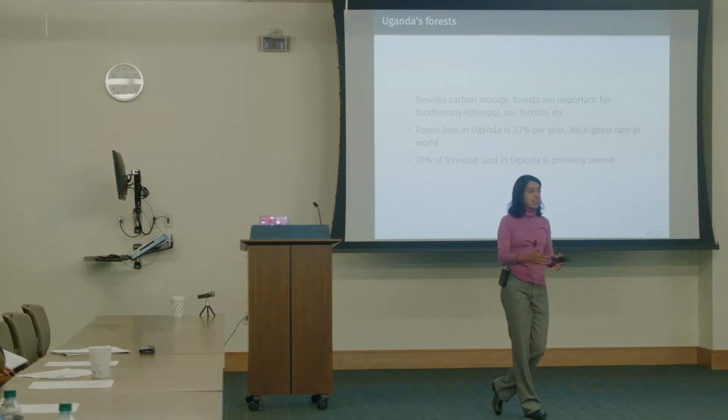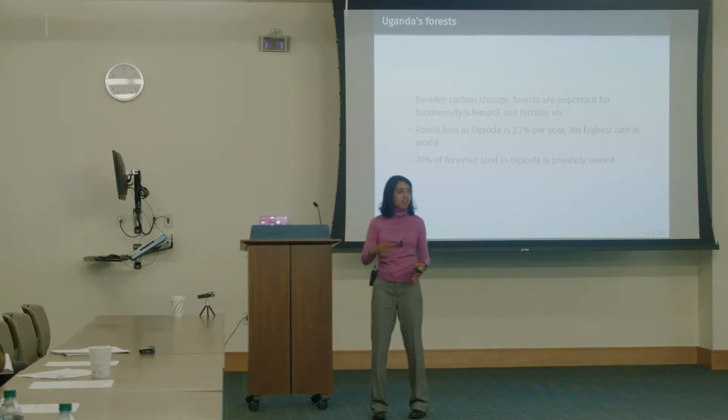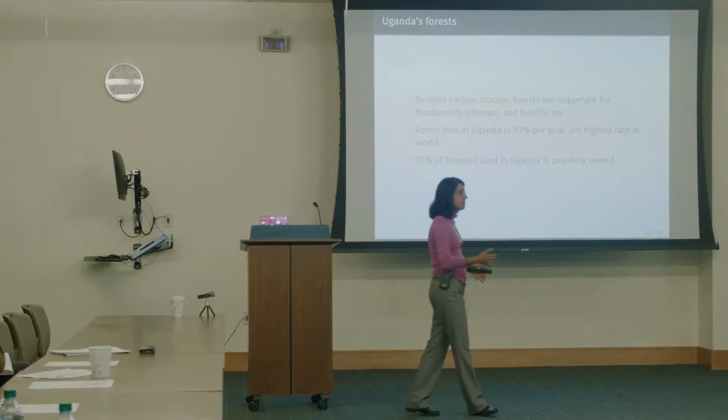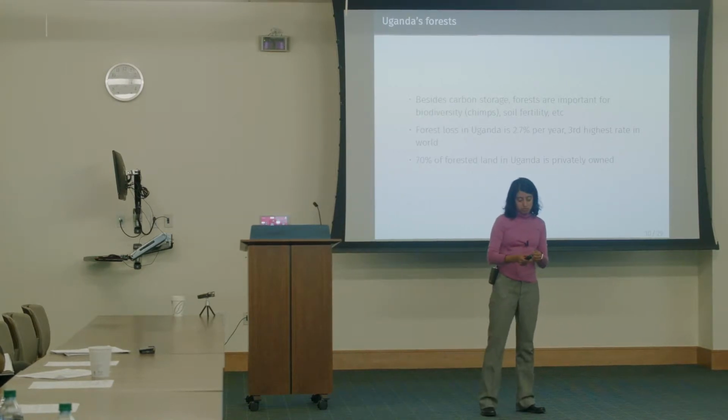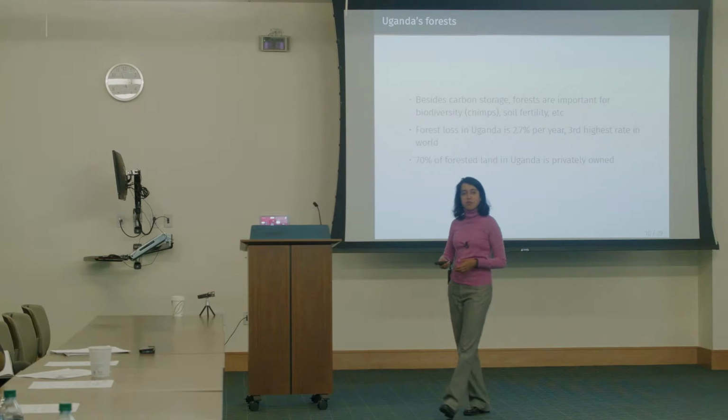They're not clear cutting. They're chopping down a 40 meter by 40 meter plot of land, or 10 trees here and 10 trees there. And so these estimates of forest loss are underestimating by quite a bit the loss of trees. And then 70% of forested land in Uganda is privately owned land, which is the part that we're going to focus on in this study. Should we think of this as primary forest, or is it sort of managed forest? So this is primary forest.